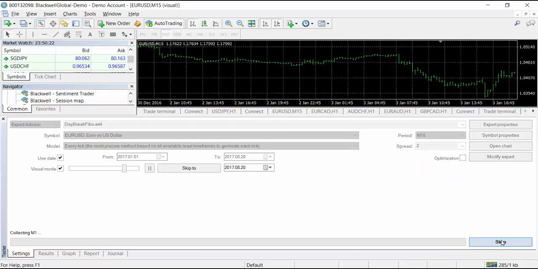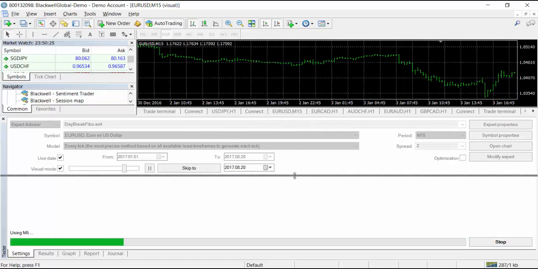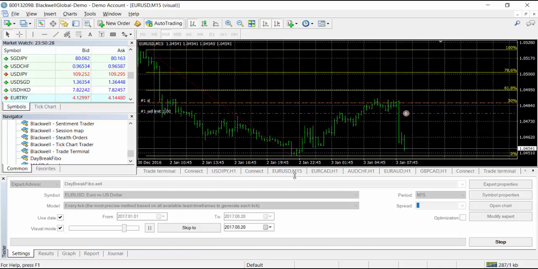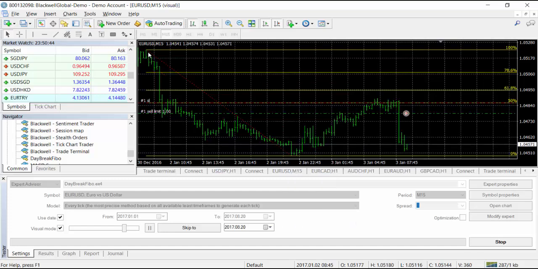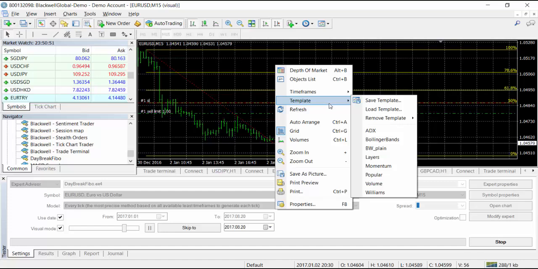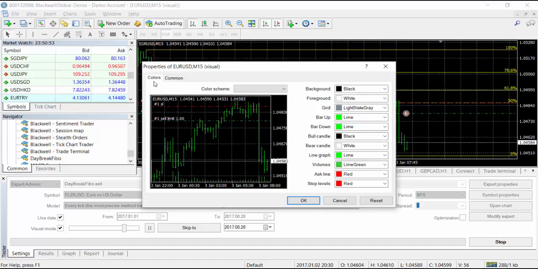And let's hit start. What it does now is it goes back to the Blackwell server, and it gets all the data it can find on the Blackwell server from that time frame. As I said, I told it to start 1st of January 2017, and you can see that it already has triggered, because the market that was, let's see if I can show you the period separators.